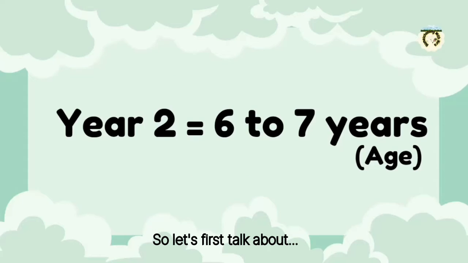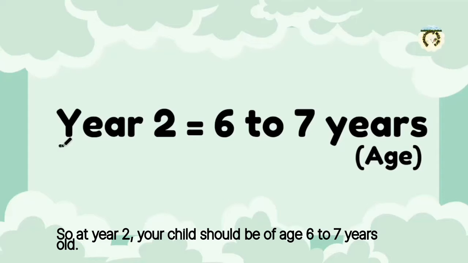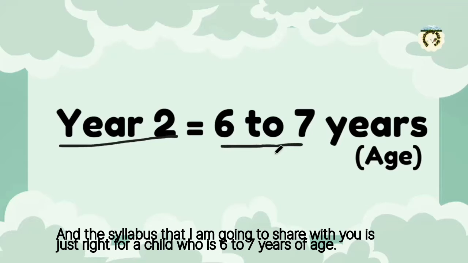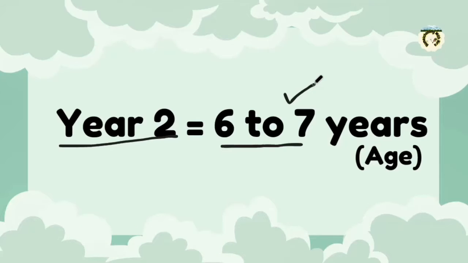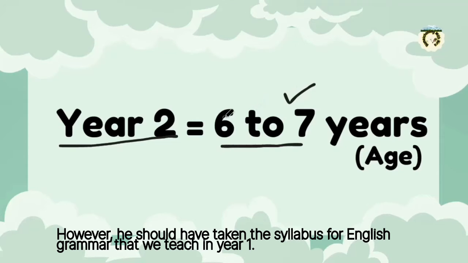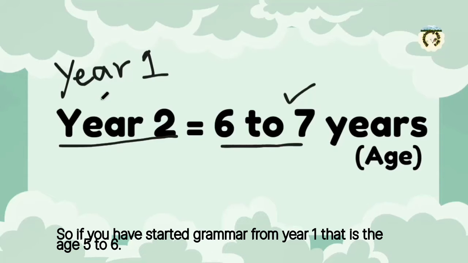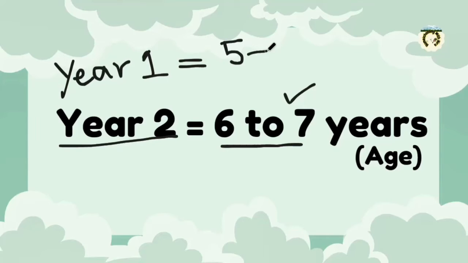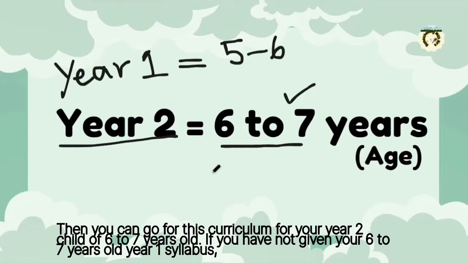So let's first talk about that. What is year 2? What is the age of year 2? Year 2 means that your child should be of age 6 to 7 years, and the syllabus that I'm going to share with you is just right for a child who is 6 to 7 years of age. However, he should have taken the syllabus for English grammar that we teach in year 1. So if you have started grammar from year 1, that is the age 5 to 6, then you can go for this curriculum for your year 2 child or 6 to 7 years old.